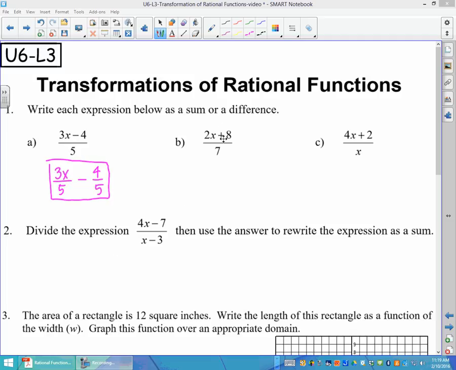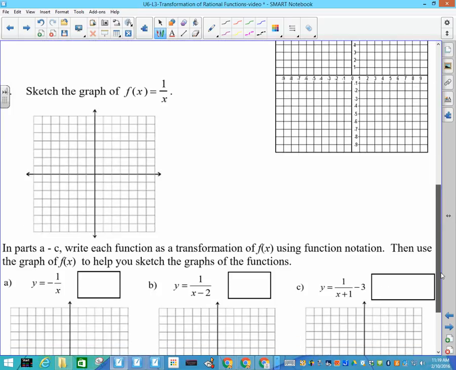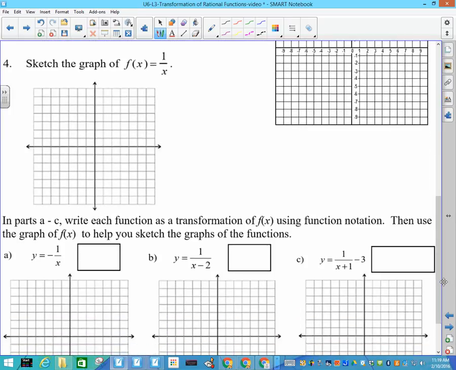The difference between number 2 and number 1 is that we actually have two terms in the bottom and just one here. So when you do this one, you're going to do the division that we talked about in the previous lesson, where you topple that thing over and it's going to be x minus 3 divided into 4x minus 7. I'm going to let y'all work that on your own. Then the next one that we talked about was number 4, and this is one of our parent functions.